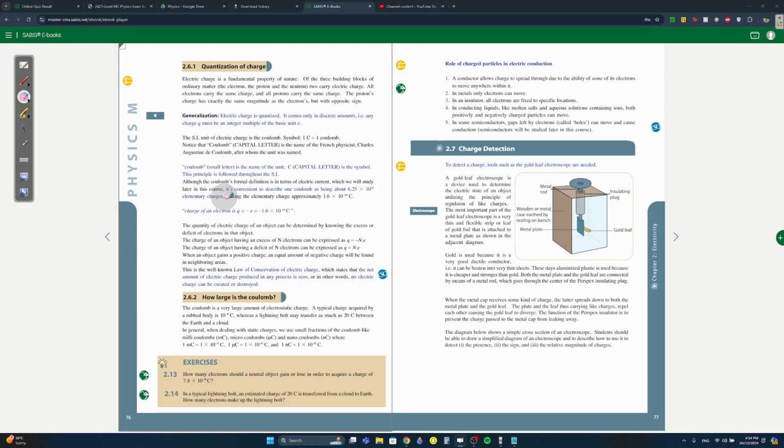They don't usually ask this, but okay. You should know that the unit of electric charge is the coulomb. So this is what is true about electric charge: it's quantized, and any charge must be an integer multiple of e.